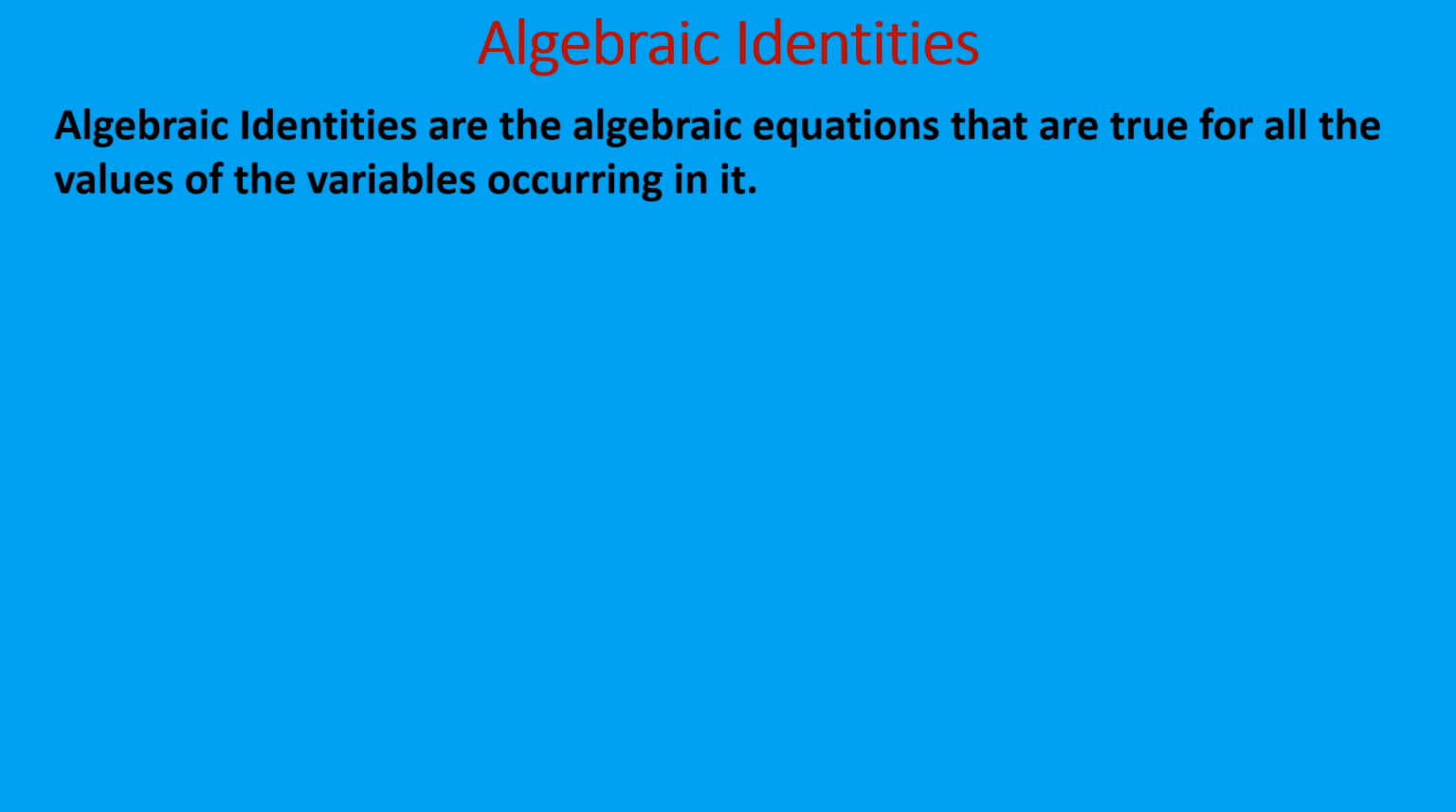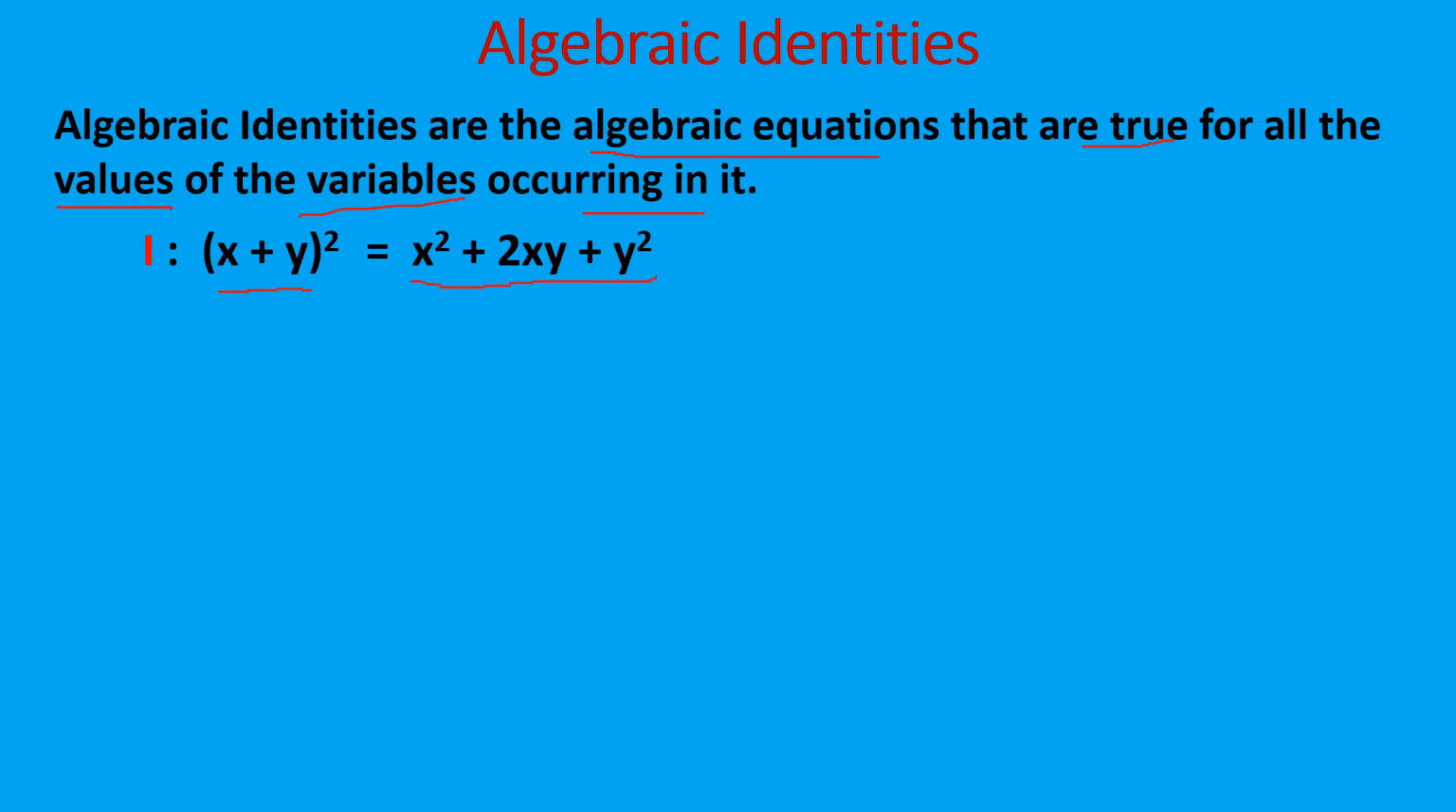So algebraic identities are the algebraic equations, right? We know what are algebraic equations that are true for all the values of the variables occurring in it, right? I will explain its meaning. Let's take first identity. We have done in 8th standard also that x plus y whole square is equals to x square plus 2xy plus y square.